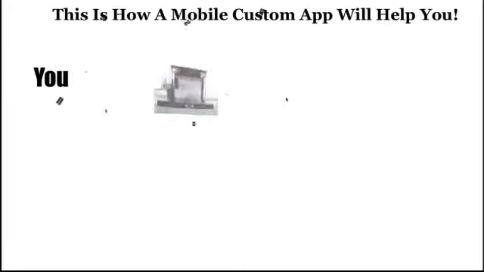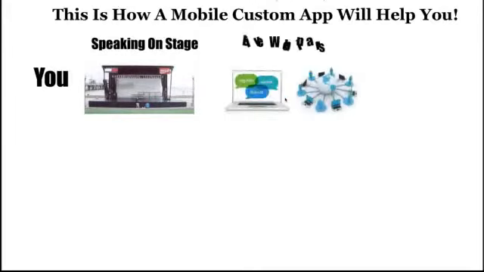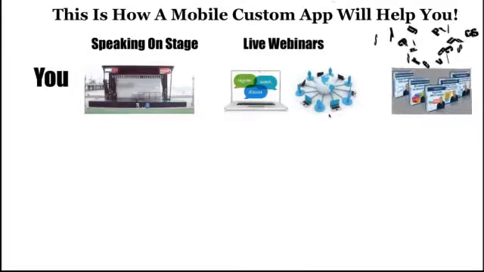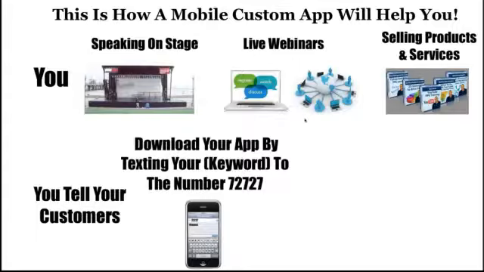Now, let me break down how a mobile custom app works because I'm a very visual person and I want you guys to really truly believe this so you can, again, make it real and envision yourself utilizing it in these types of situations. So imagine you speaking on stage or doing a live web or selling your own products and services. Now you can tell your customers to download your app by texting your keyword, which would be your name, to the number 72727.